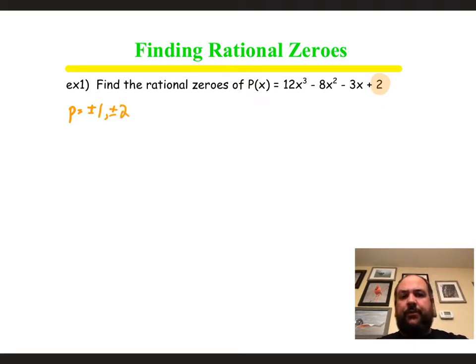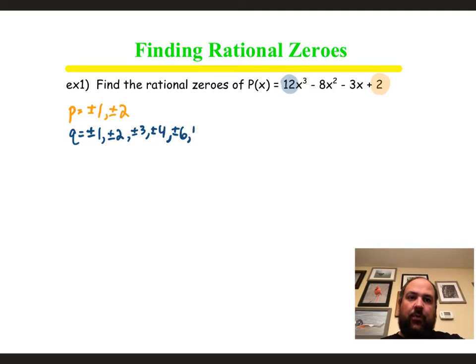The q-values are the values that are going to be the denominator, and they are the factors of the leading coefficient, which in this case happens to be 12. So that means we have q-values that could be plus or minus 1, plus or minus 2, plus or minus 3, plus or minus 4, plus or minus 6, and plus or minus 12. And then what we need to do is generate the actual list of p over q values.